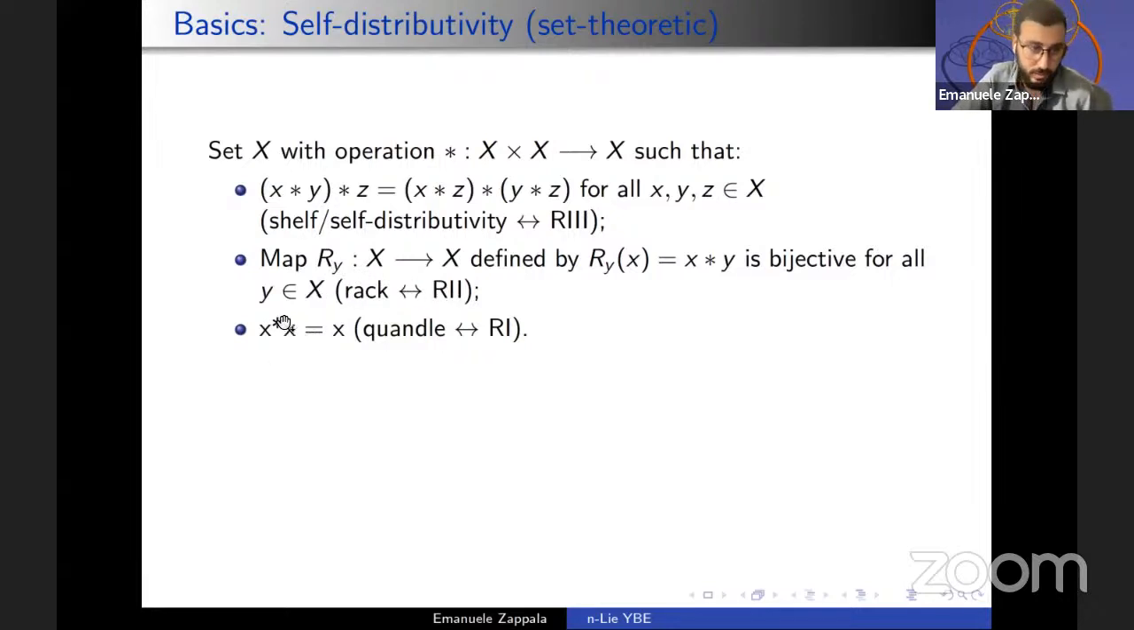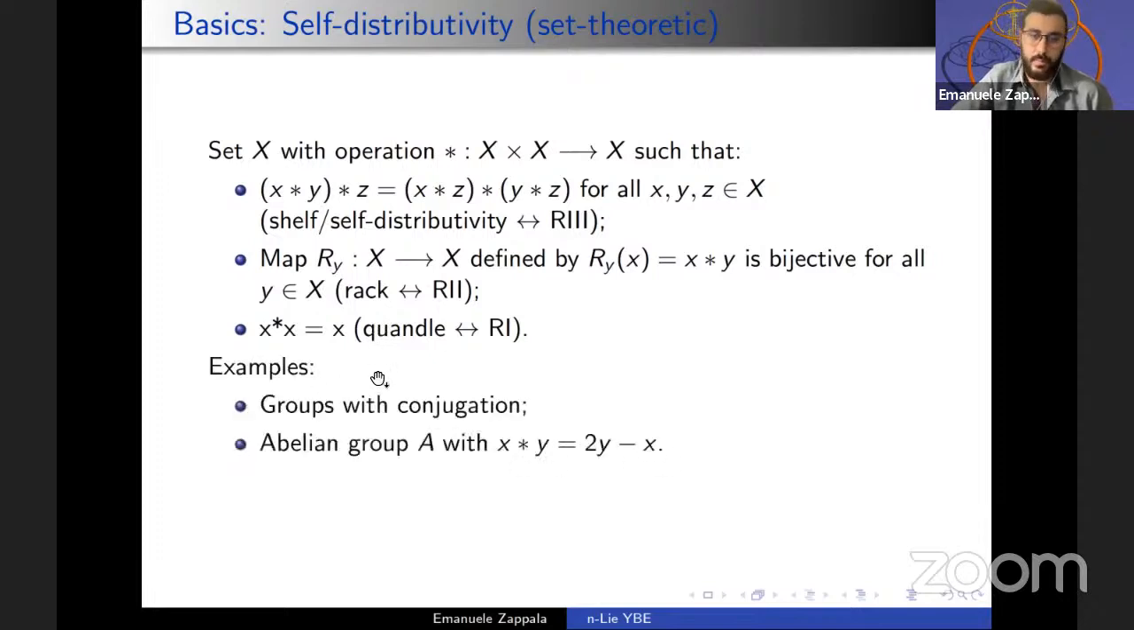And, yeah, this is not a power, it should be a star, a mistake. If it's also idempotent, so everything squares to itself, then this is Reidemeister move 1, and this structure is called a quandle. I listed them in cascade like this from 3 to 1, because a shelf that also satisfies this is a rack, and a rack that also satisfies this is a quandle. So it's more natural algebraically to think of them like that.